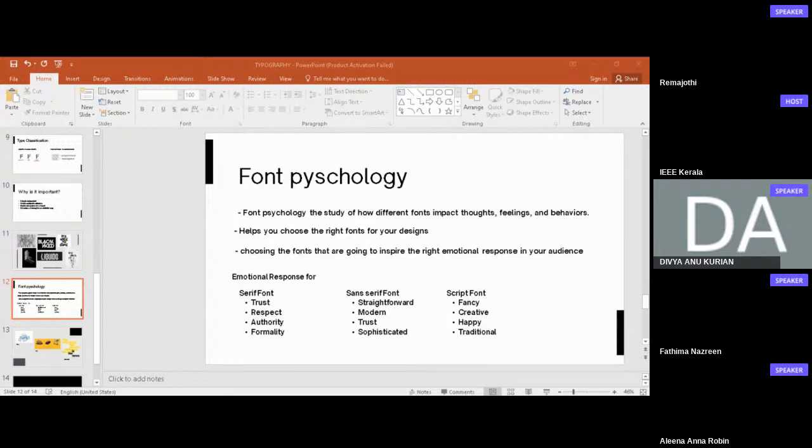When you learn this particular concept, you will get to know what kind of font you need to use. As I've mentioned below, there are emotional responses to certain kinds of fonts. For a serif font, it's trust, respect, authority, formality, and there are more. I've only mentioned a few of them. A sans serif font is more like modern, straightforward, sophisticated, and all that. In script font, as I've mentioned before, it's more like elegant, fancy, creative, happy, traditional, and all that. Based on this, you would know what kind of fonts are to be used.